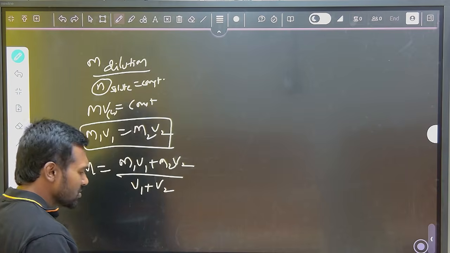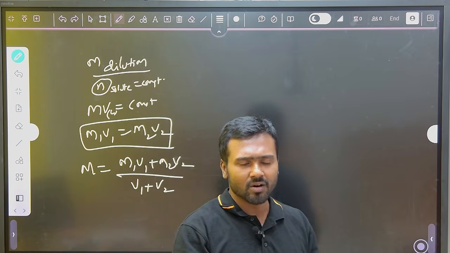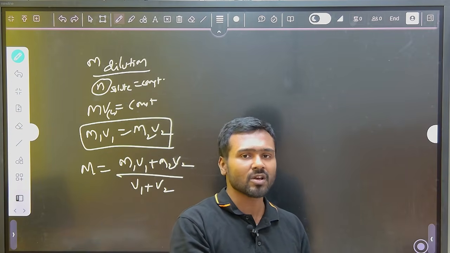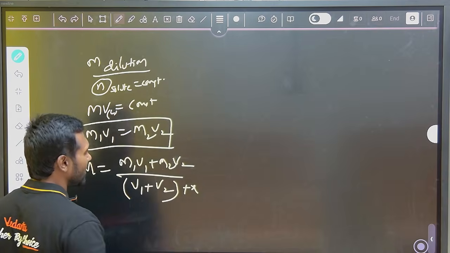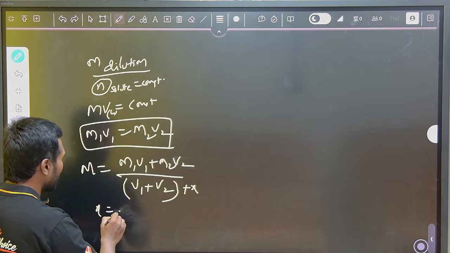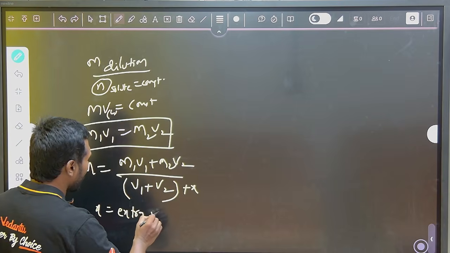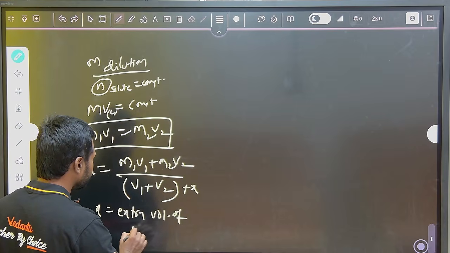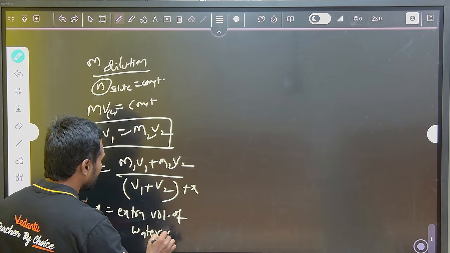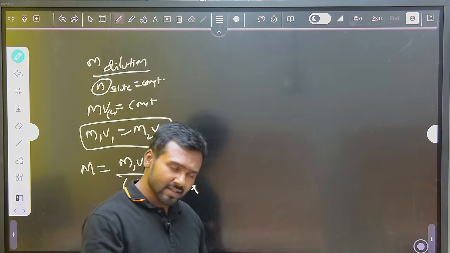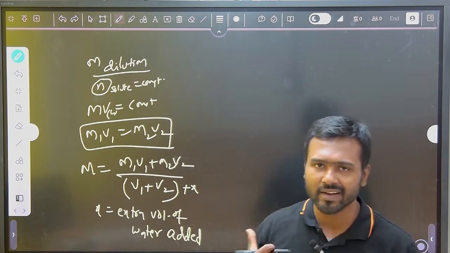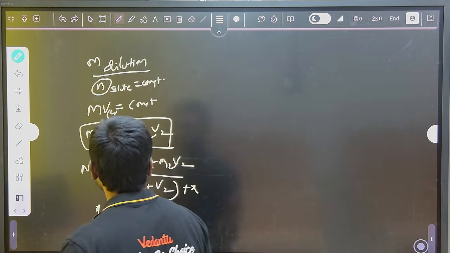Right. Now the question is, after mixing both solutions, some extra amount of water is added. Here X is equal to the extra volume of water added. That means after adding the two solutions, again some extra amount of water is added. Then you can take that formula.